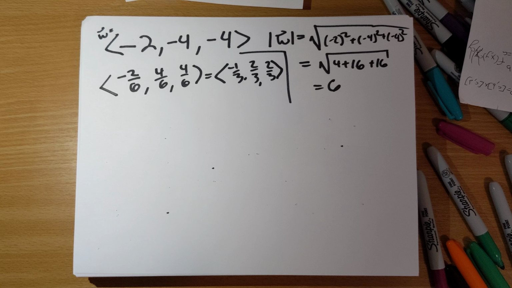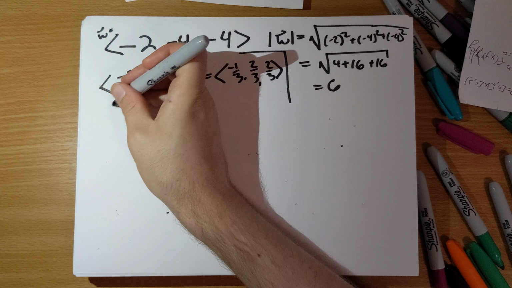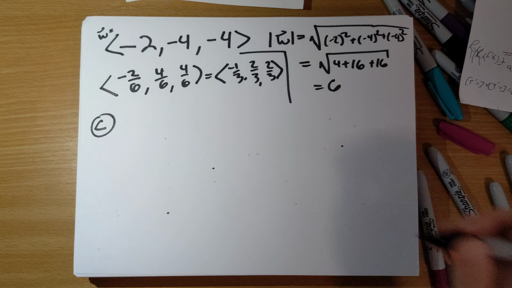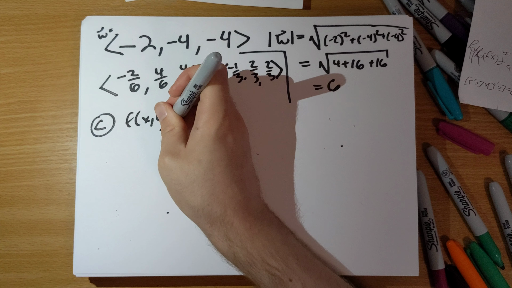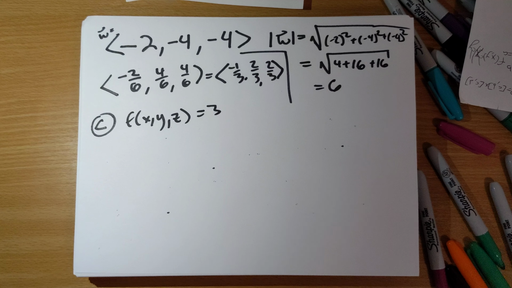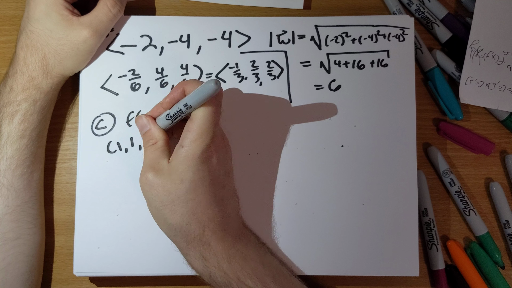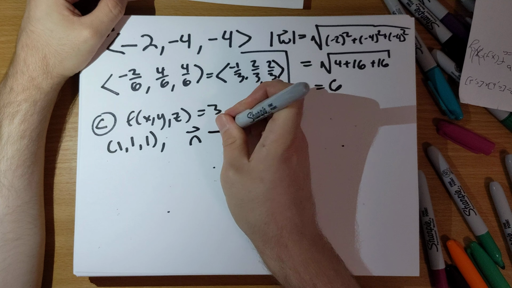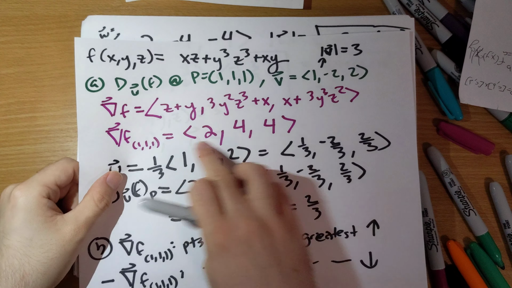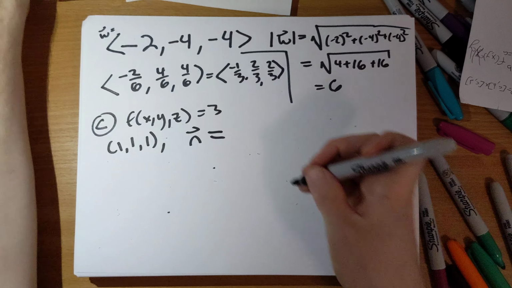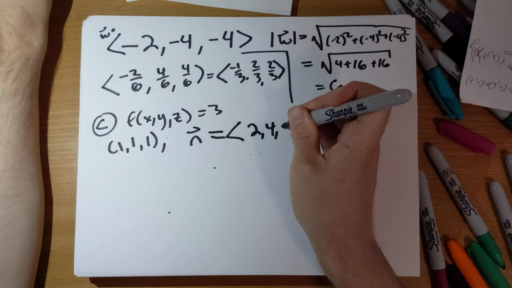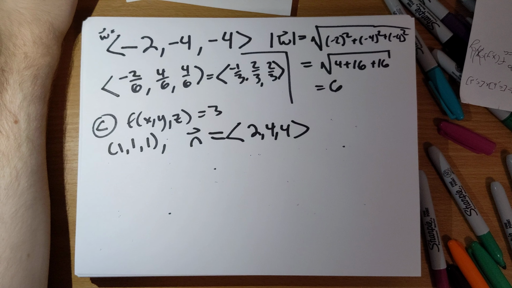Okay, and then part C says we have f of x, y, z is equal to 3, this level surface here. Find an equation for the tangent plane to this level surface at the point (1, 1, 1). To find the equation of a plane, we need a point, (1, 1, 1), and we need a normal vector. And for the normal vector, we're going to use the gradient. The gradient is perpendicular to the surface, so we can use it as the normal vector here.